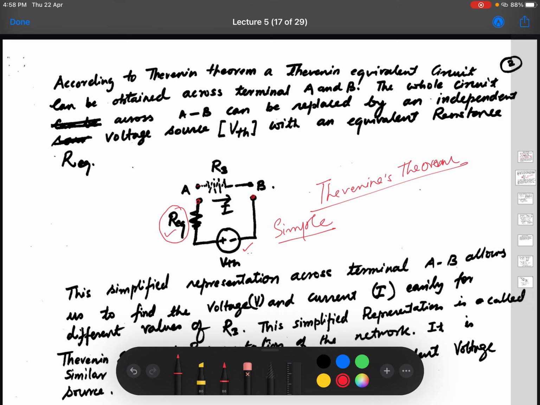And you can have a very simple formula. For example, in this case R3 is always changing and I want to find the current, then the current will be given by I equals VTH upon R equivalent plus R, and you go on changing the value of R and you go on getting the values of I. So the simple circuit comes in handy to help us in certain conditions where a very small part of the circuit is changing again and again. We can find the value of current or voltage as the case may be.